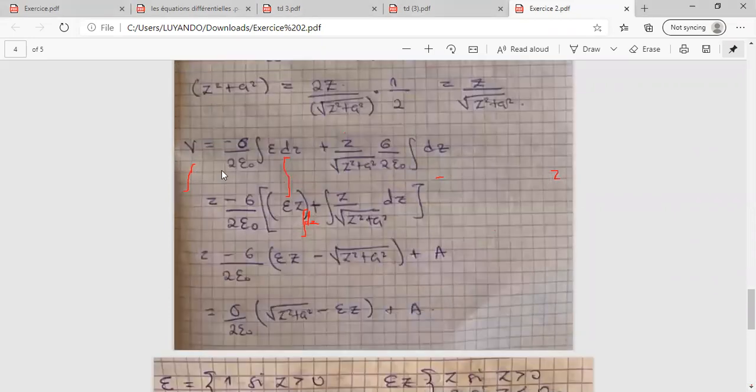So if I do my integration, I'm going to have Ez plus my primitive of what I have here. My primitive of this is going to be z squared plus s squared, which is what I have here.